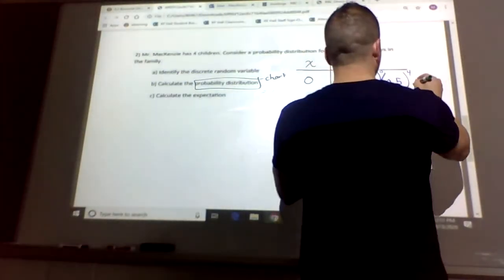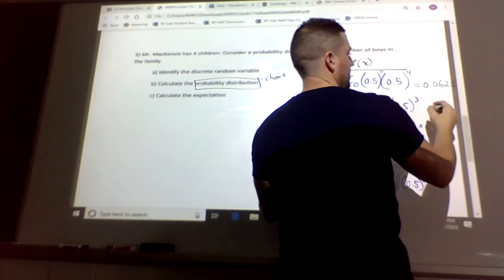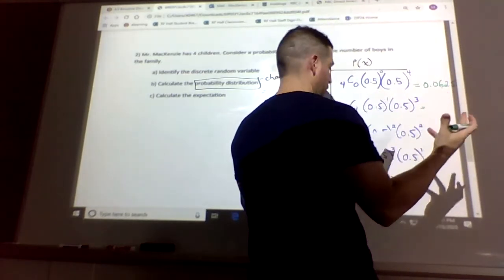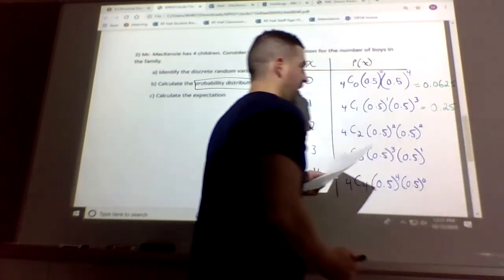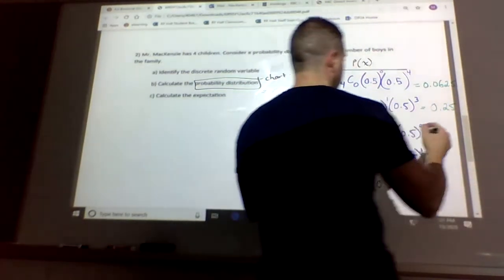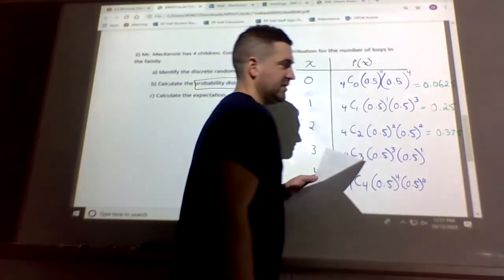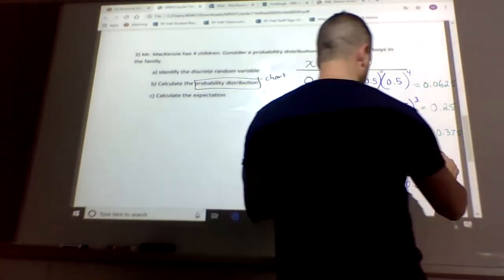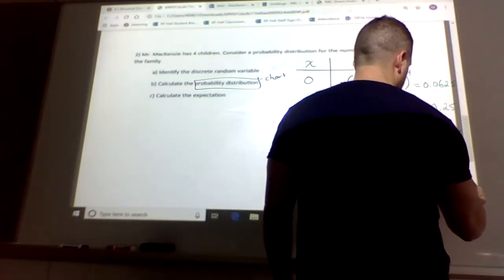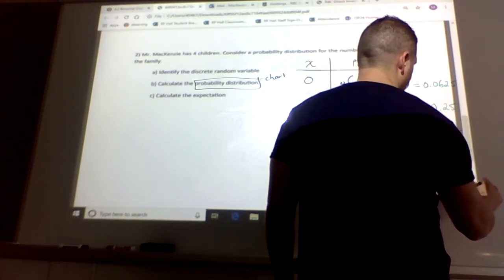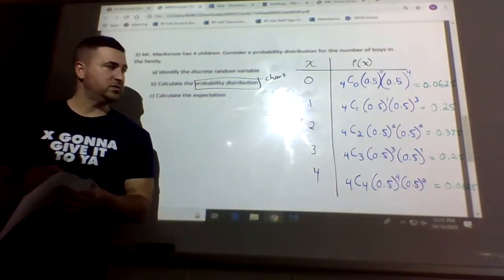0.0625, so 6% chance to have 0 boys out of the 4, 0.25, so a 25% chance you have 1 out of 4, 37.5% chance that it'd be 2 boys, 25% chance that it'd be 3 boys, and 0.0625 or 6.25% chance that it'd be all males.